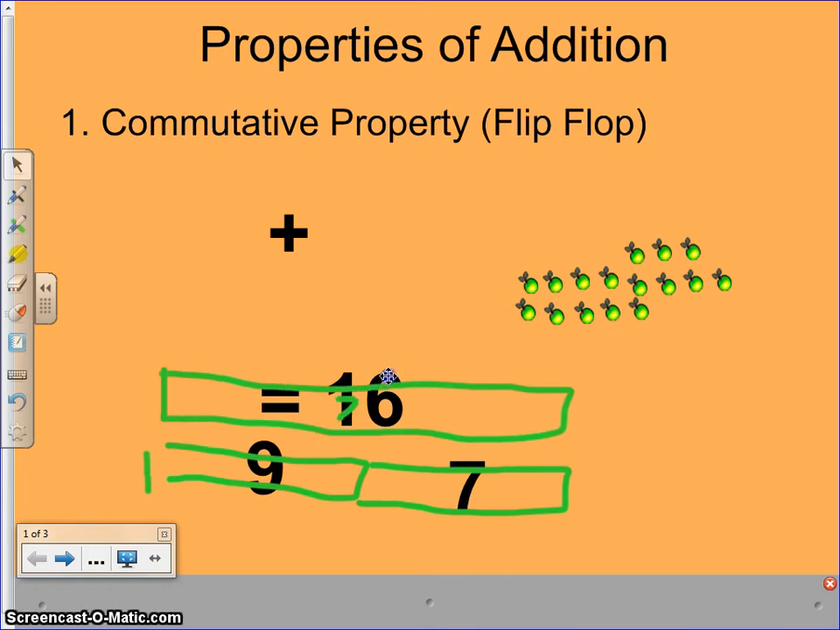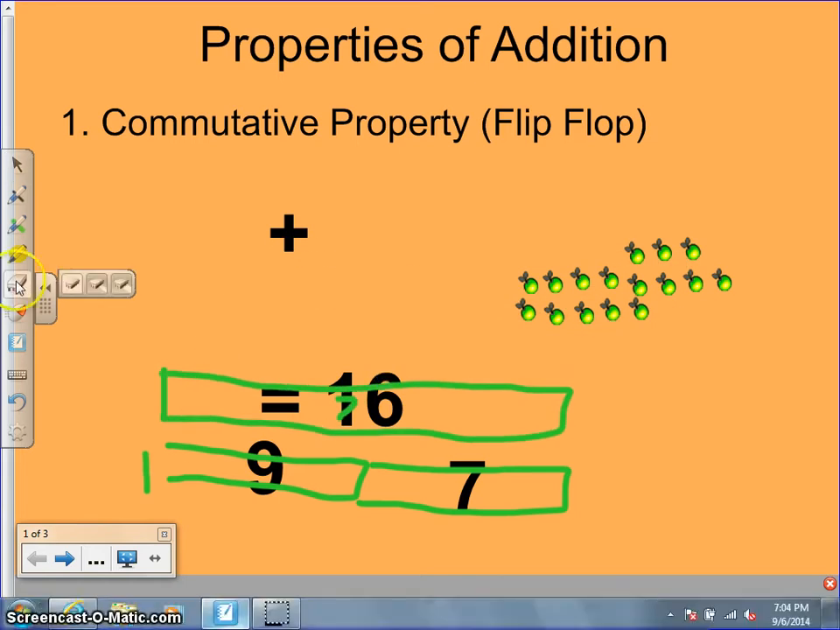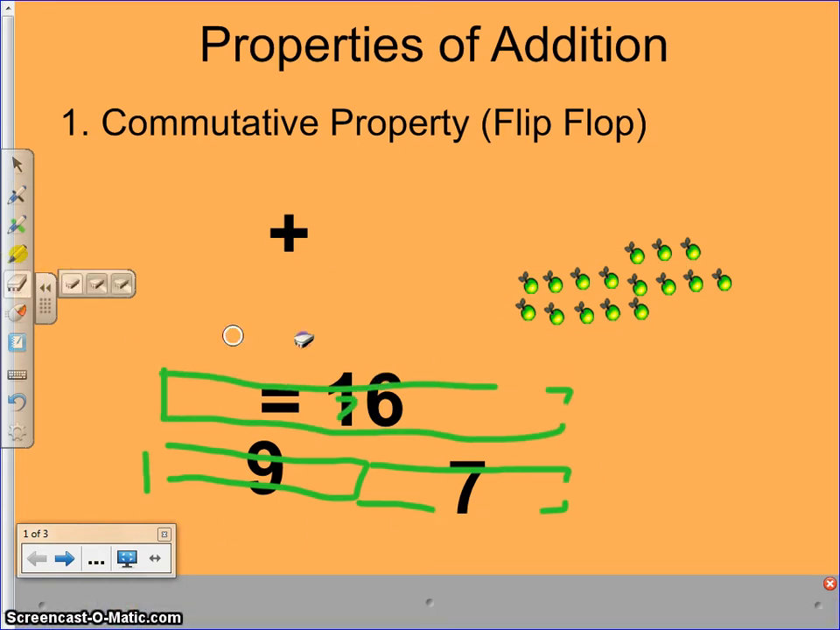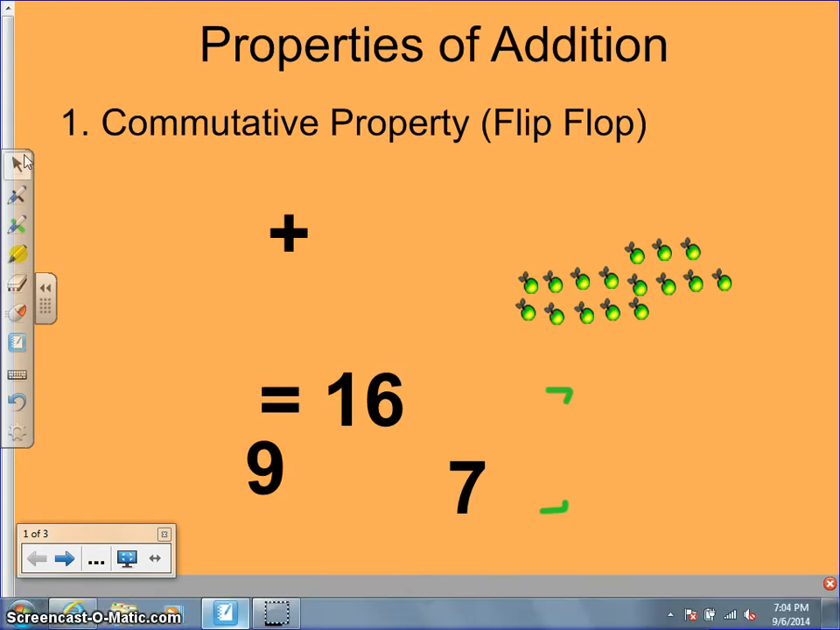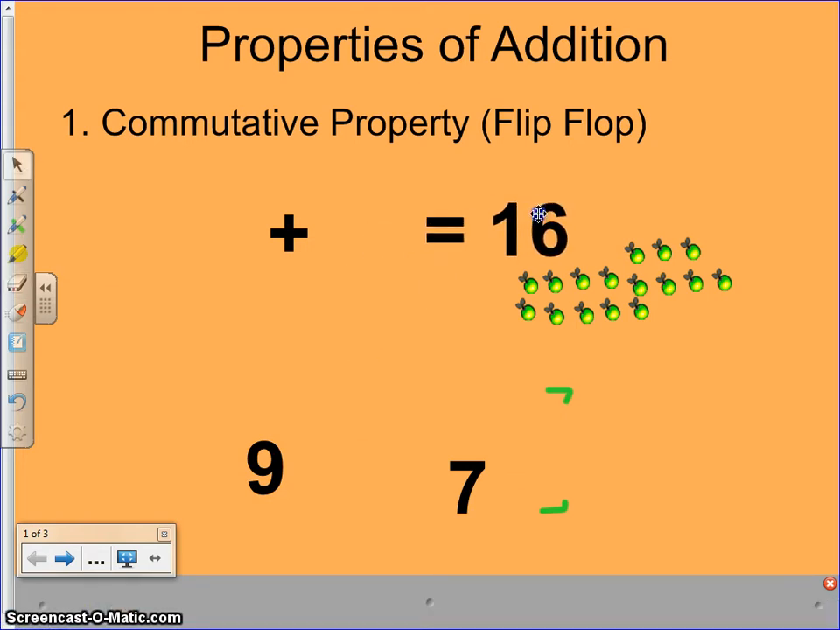So the commutative property tells me that I can flip-flop my addends and I will still get the same answer. I can either do 9 plus 7 or I can do 7 plus 9. It's still going to give me 16.